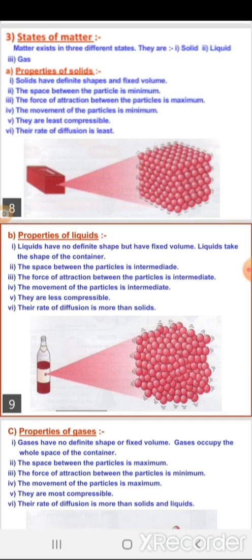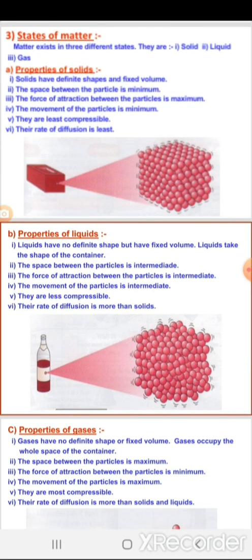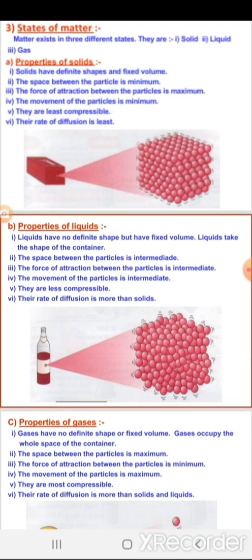That enhances their strength, so the force of attraction between the particles is maximum, or you can say it's highest. That is the reason you cannot compress them. Movement of the particles is quite less, or minimum. They are least compressible. The rate of diffusion is also very low as the particles have the highest force of attraction.